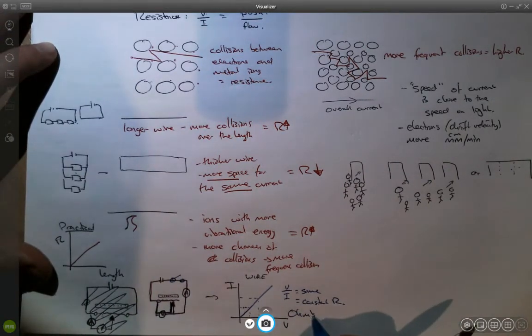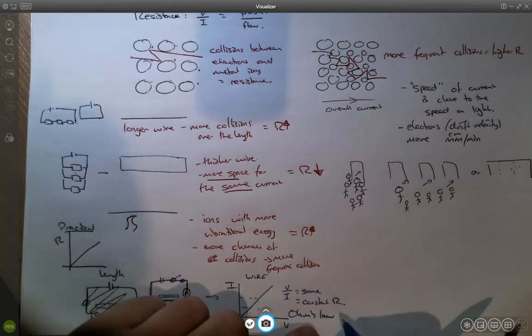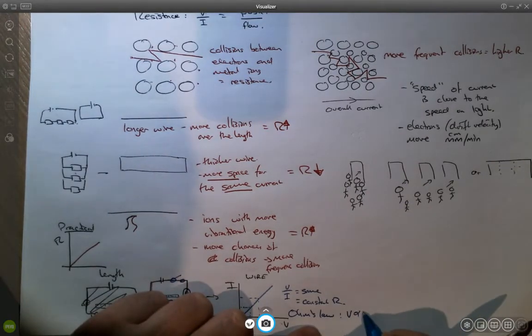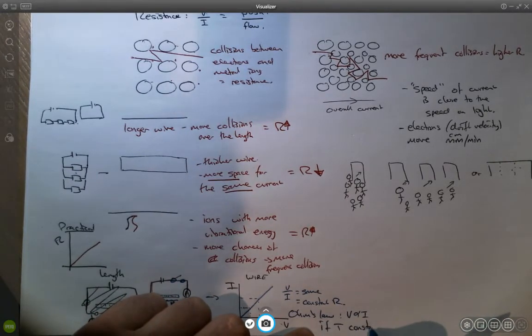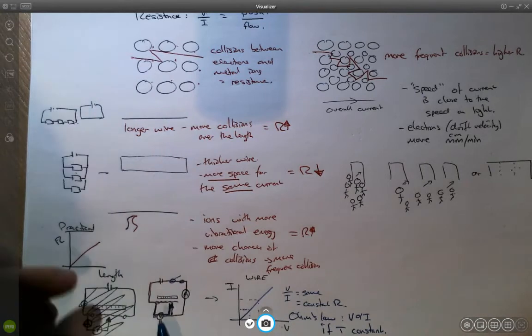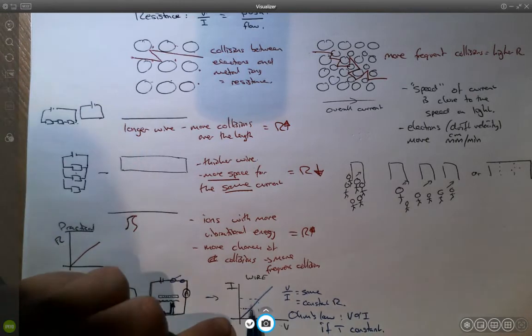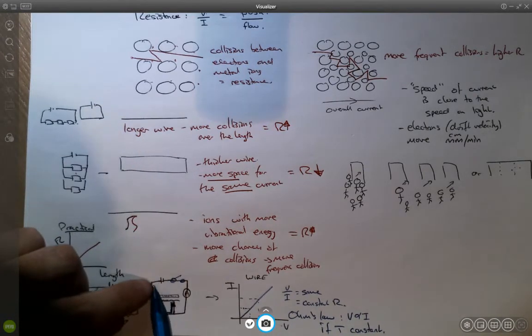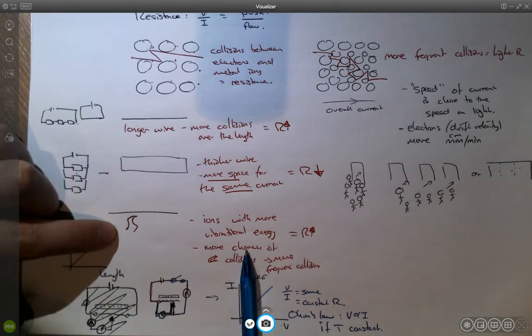Ohm's law is that basically the shape of this is a straight line. So V is directly proportional to I if the temperature is constant. So as long as you unplug the cell each time, the resistance will be constant for a given length of wire. If you allow the wire to heat up, then we end up with this scenario here, and the resistance will increase, which is not what we want.